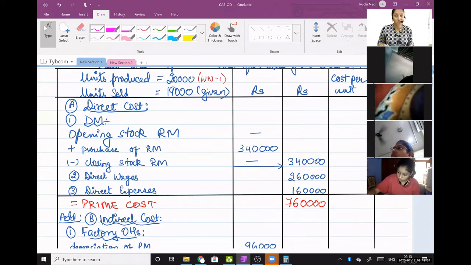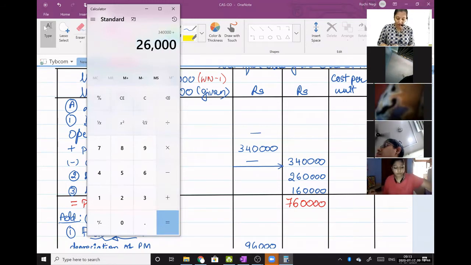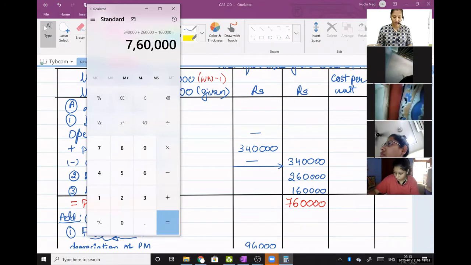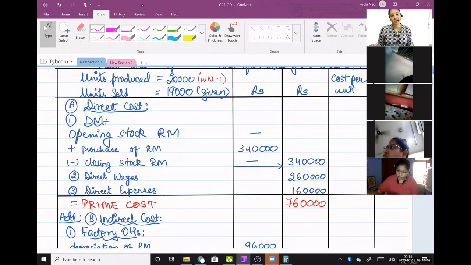Next, direct wages 2,60,000, and direct expenses 1,60,000. Total it, and I will get my prime cost: 3,40,000 plus 2,60,000 plus 1,60,000 makes 7,60,000. Okay, that's my prime cost. Inner column total goes to the outer column.